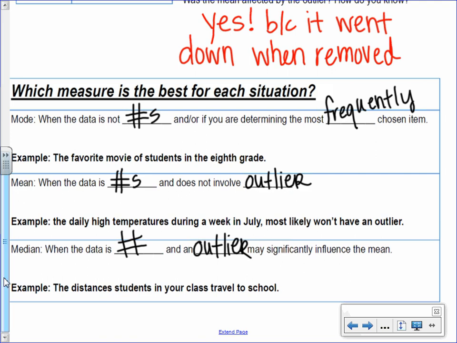So today, let's just recap. We learned how to find the mean, the median, and the mode. And we talked about an outlier, how we know when there is one, and which one's best for each situation. So mode, when it's not number related, mean, when there's not an outlier, median, when there is an outlier.